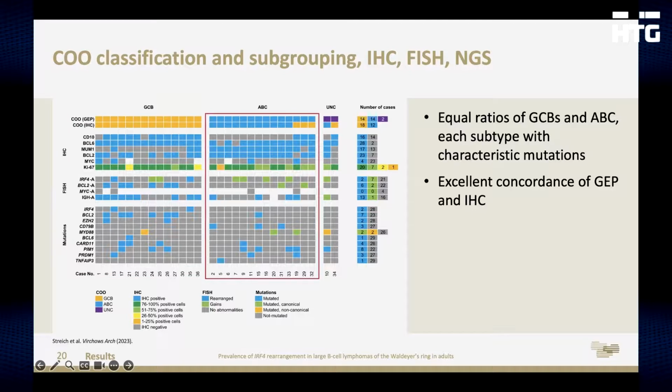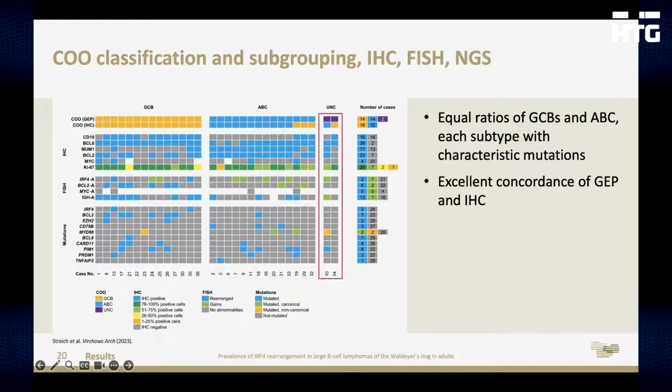The second group included all 14 cases classified as ABC by gene expression profiling. All but 3 of these cases were also classified as ABC or non-GCB using immunohistochemistry, and most of them were positive for MUM1 while showing a negativity for CD10 in most cases. Using FISH, no rearrangements of IRF4 or BCL2 were detected in those cases, and frequent mutations in this group were found in CD79B, MYD88, and PIM1.